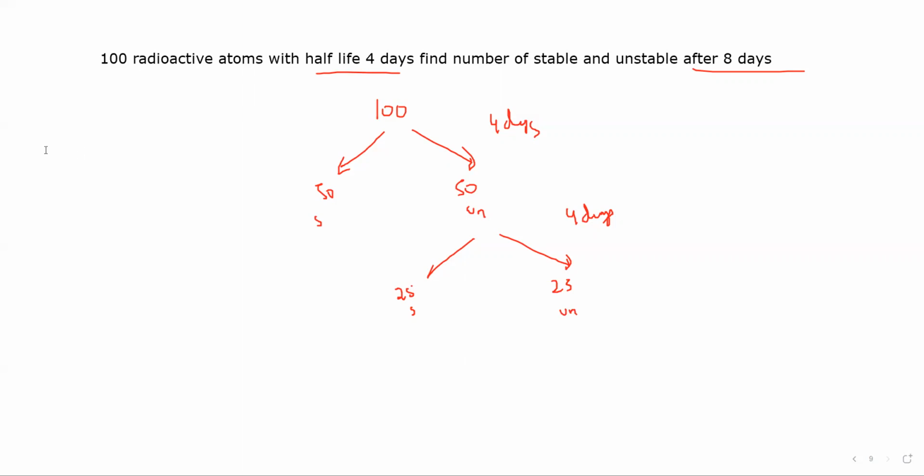So after 8 days, how many are stable atoms and how many are unstable? So 75 are stable. So 75 of them gained stability, so they're stable, and 25 of them are still unstable, or still they are emitting out radiation. Is it clear, the concept of the half-life?